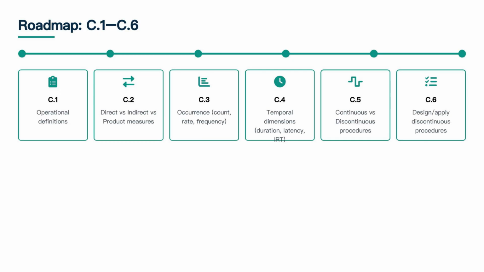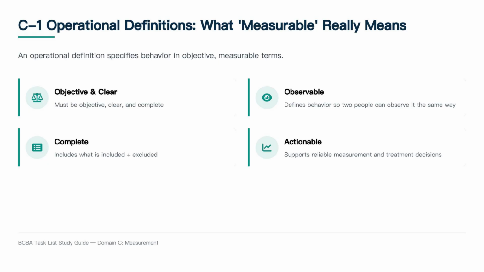Operational definitions are the foundation of everything. If 2 people can't watch the same situation and agree on what counts as the behavior, your data won't guide decisions. A strong definition stays objective and observable, includes clear boundaries for what counts and what doesn't, and is written in a way that actually supports reliable measurement and treatment choices.